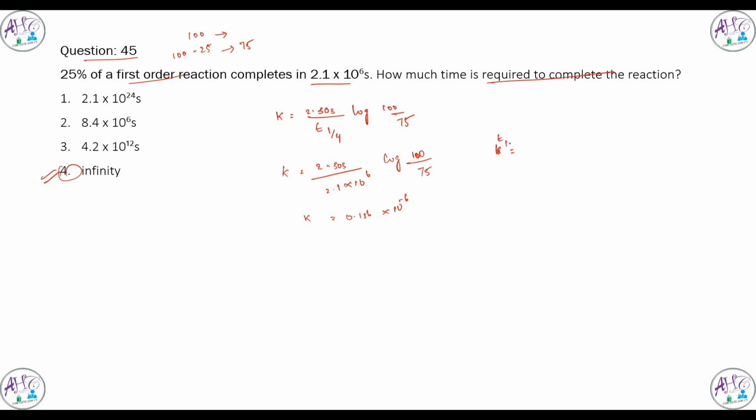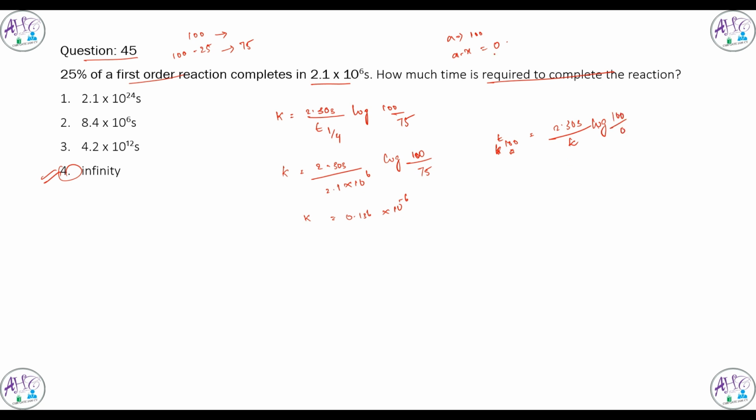So T 100 percentage is going to be equal to 2.303 by K log of A by A minus X, correct? So A is going to be 100. This is your A, and A minus X. So there is a 100% completion, right? So your A minus X is going to be 0. So this is going to be 100 by 0.